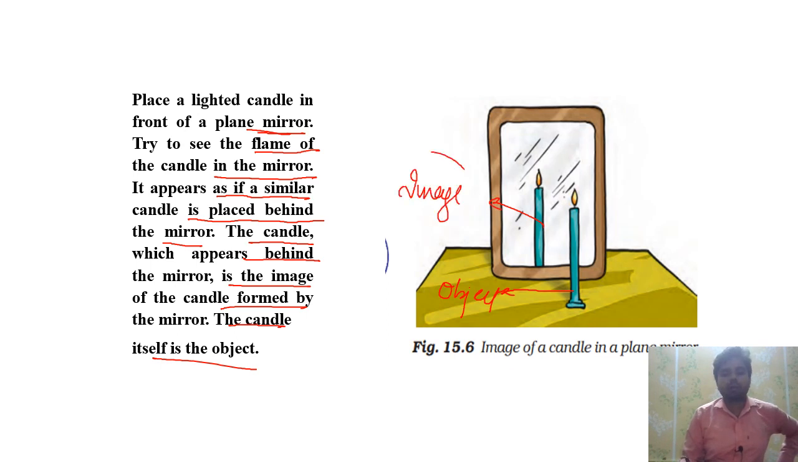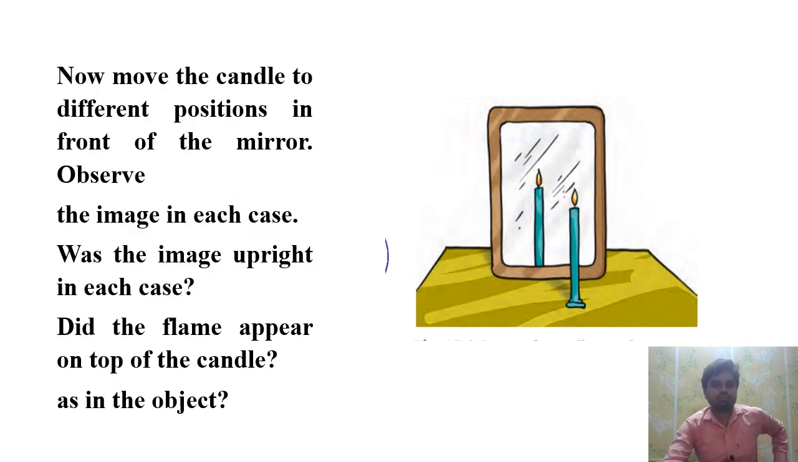So this is the property of the plane mirror, students. Moving forward, now you have to do some more activity. First of all, we have to move the object and see the image inside the mirror. When we move the object and look at the image at the same time, we can see that if the object is moving, then the image is also moving. If the object is going back, the image is also going back.